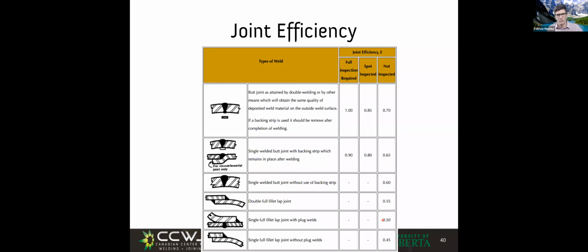So the bottom line is that joint efficiency for one joint is the breaking strength, the joint strength divided by the base metal strength. From the design point of view, it is what you can guarantee that joint is going to be. The more you inspect, the more you can guarantee. The less you inspect, the less you can guarantee. And also the type of joint, the joint geometry, plays a role.